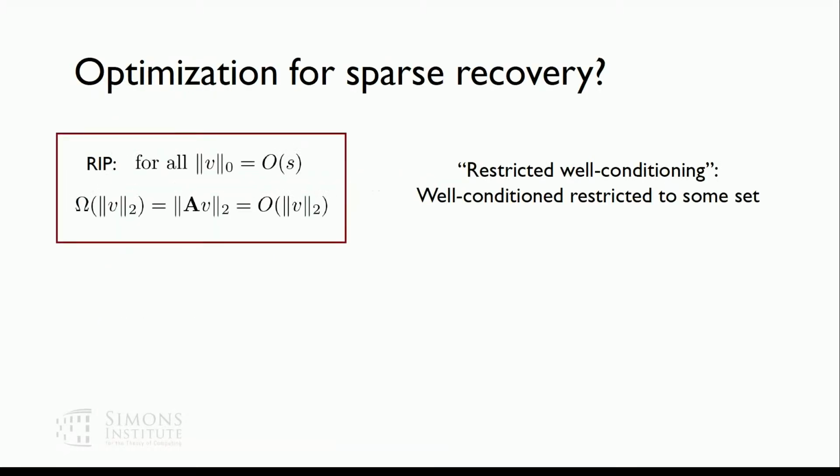So, this is an optimization-minded audience. When you first saw the RIP definition, you might have thought, oh, this sounds kind of like well-conditioning. In fact, it's some sort of restricted well-conditioning. For example, if I told you the support of x star, it really is a well-conditioned problem, right? I just need to restrict to that set.